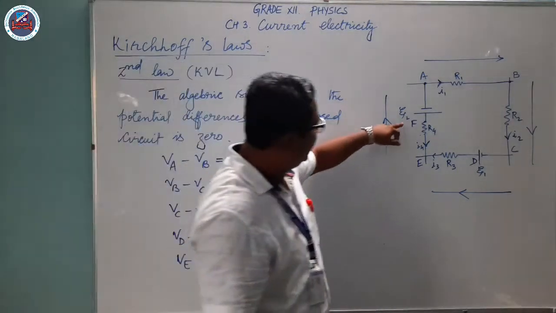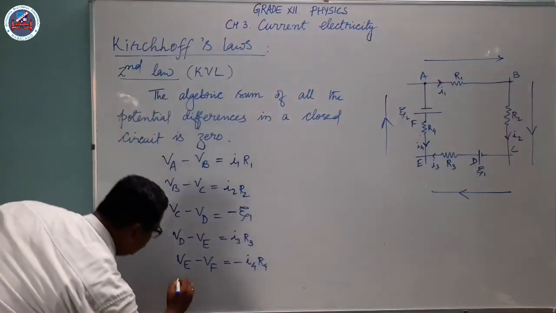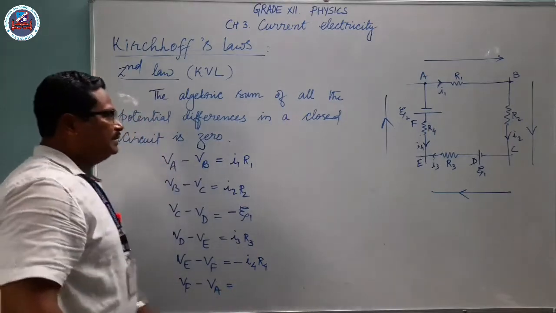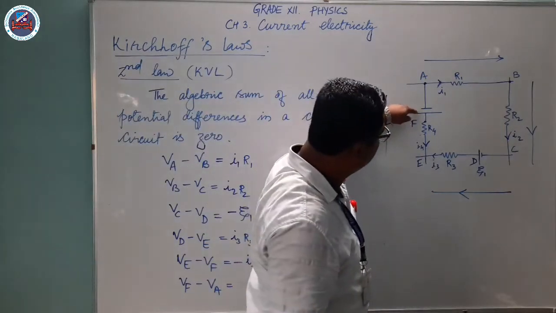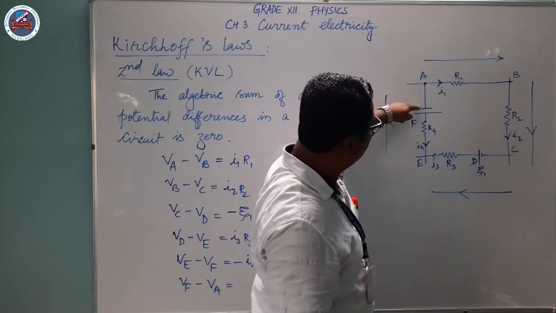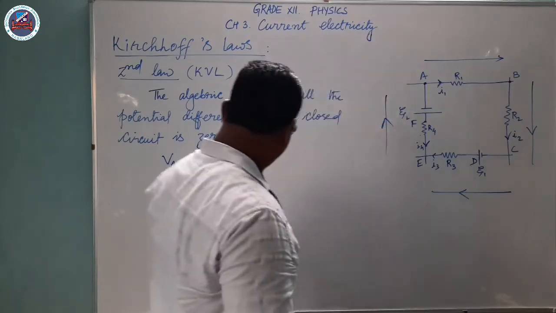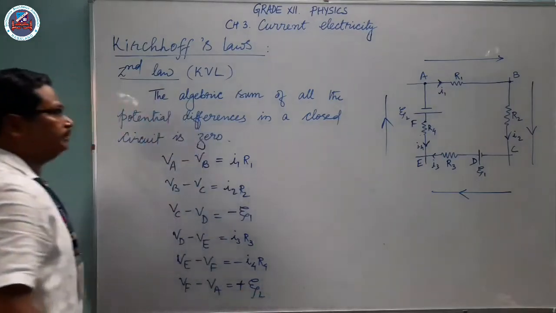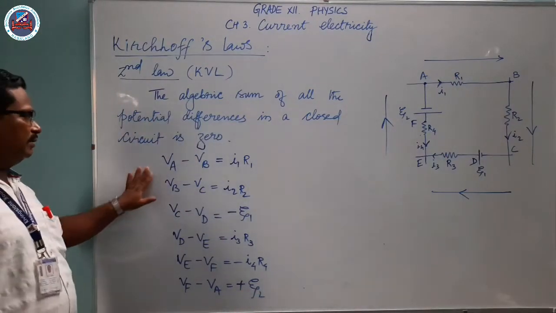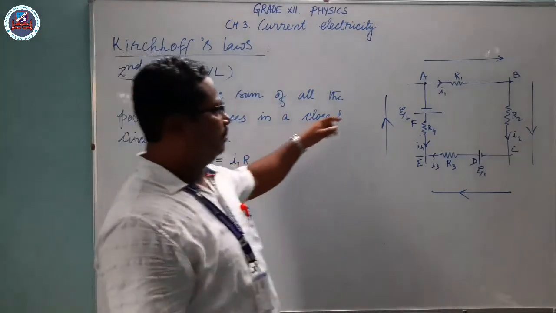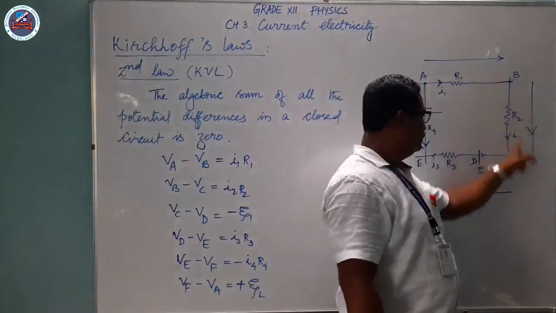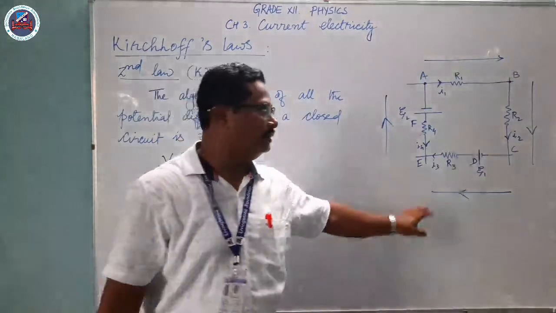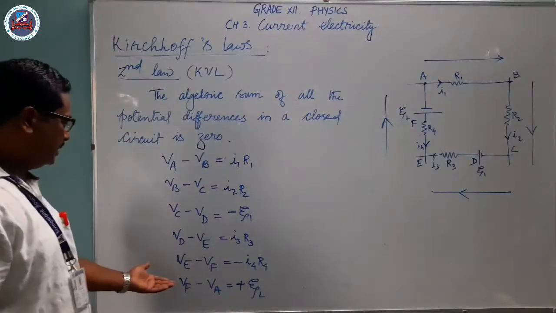And then from F to A, if I go from VF to VA, you can see here there is no potential drop, there is a gain in potential, it is going up from positive to negative. So I'll take it as positive, plus epsilon 2. Like this, you can find out the potentials at all the points: A to B, B to C, C to E, E to A. After this is done, you can sum them up.